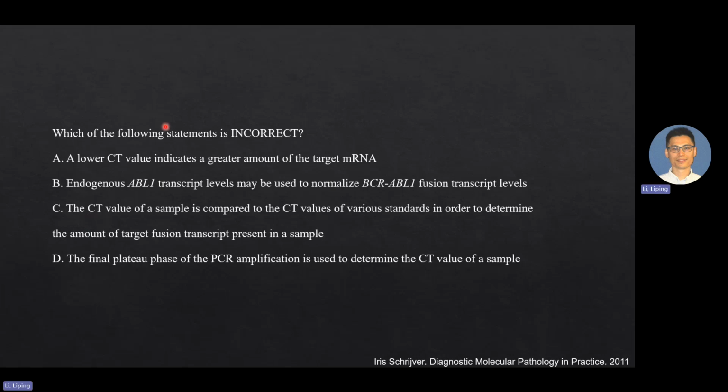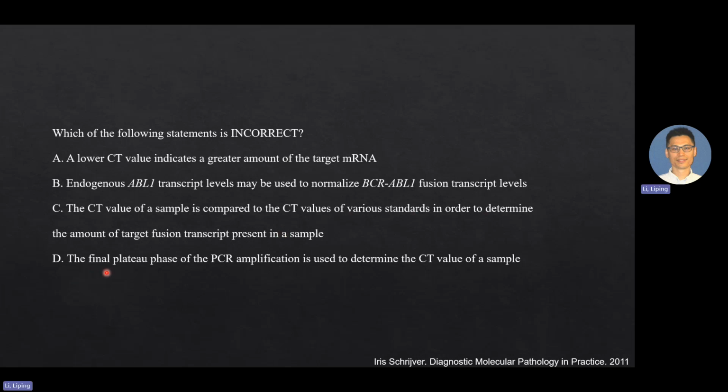Then which statement is incorrect? Let's go one by one to save some time. A lower CT value indicates a greater amount of targeted messenger RNA. That is correct. Then, endogenous ABL transcript level may be used to normalize. Yes, we can use that. And then the CT value of a sample is compared to the CT values of various standards, including other internal controls.